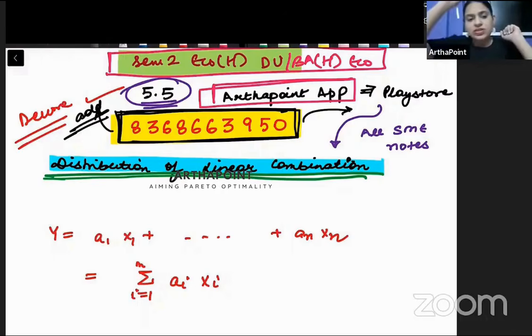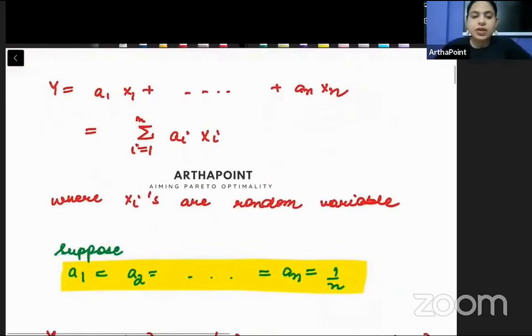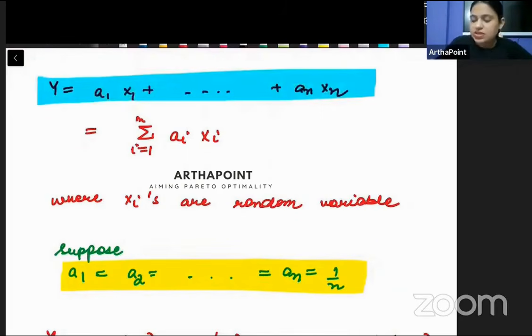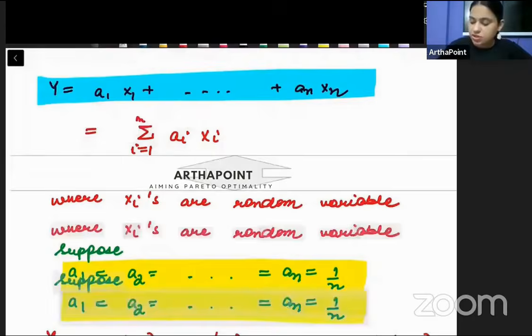Okay. Now let us go ahead and talk about section 5.5 of Devore today. And in this section, we are going to talk about the distribution of the linear combination. ध्यान से समझने की कोशिश करेंगे बेटा. Let us try to say that we have y is equal to a1x1 plus a2x2 and so on till anxn. देखो यहाँ पर ध्यान से समझने की कोशिश करो.